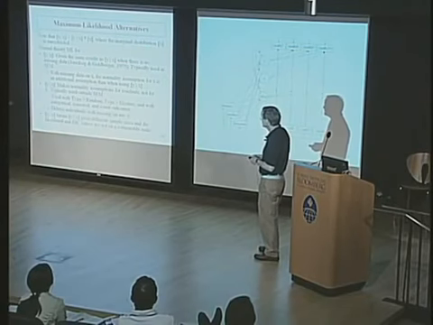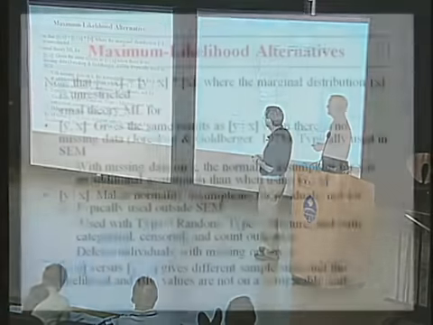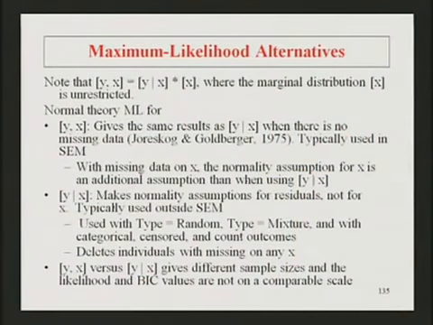Now, y given x makes normality assumptions for residuals, y given x, not for x, no assumptions on the x, typically used in every other statistical approach outside of SEM. And in Mplus, it's used with type equals random, type equals mixture, and with non-normal outcomes of the categorical and count kind. It would delete individuals with missing data on any x.